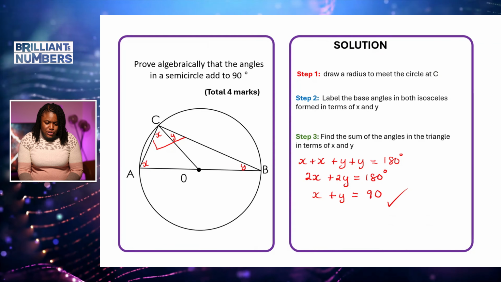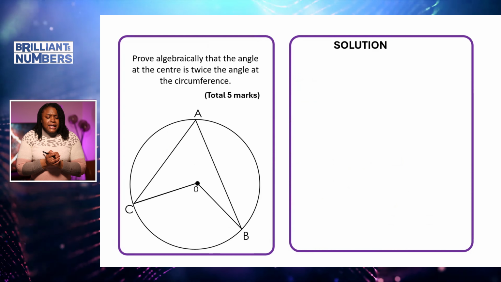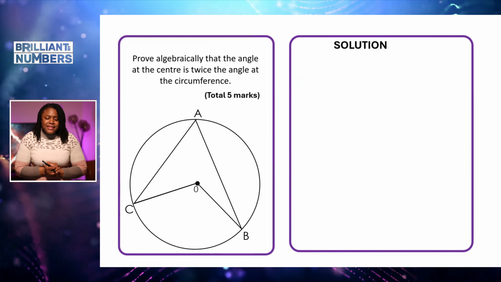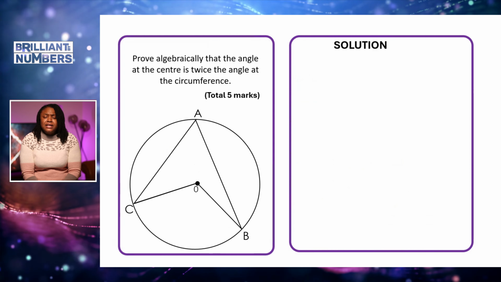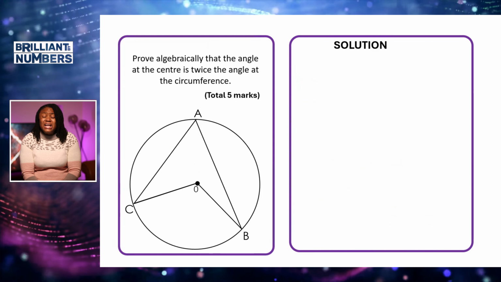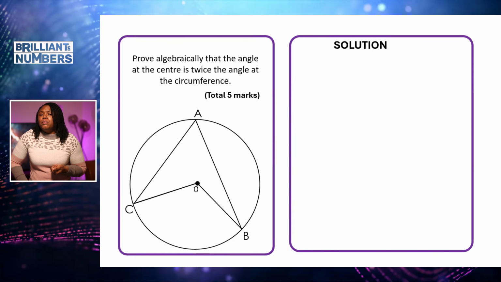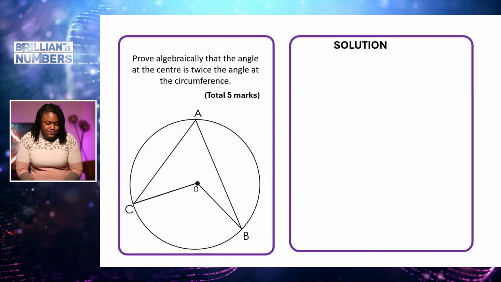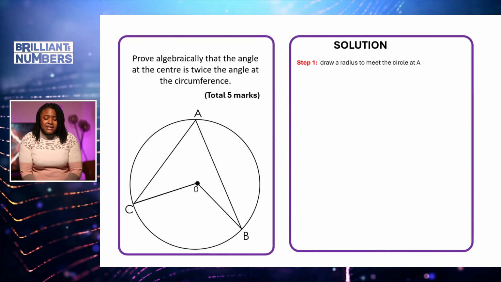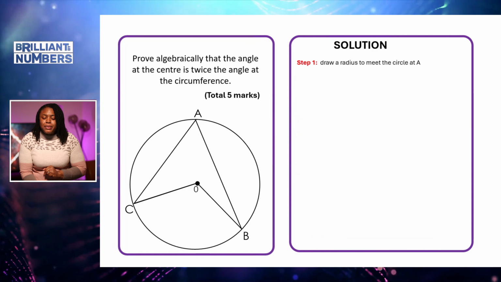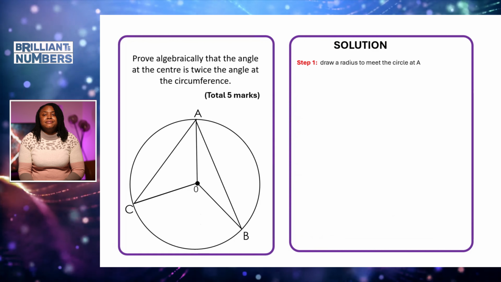Okay, so we're going to go into another proof question. We're asked here to prove algebraically that the angle at the center is twice the angle at the circumference. Another theorem we've dealt with before. This one, however, is 5 marks. Indication here, we've got more things that we're going to need to do. So, step 1. We're going to do like we did in the previous question. We're going to start off by drawing a radius to meet the circle at A. So we put that in.